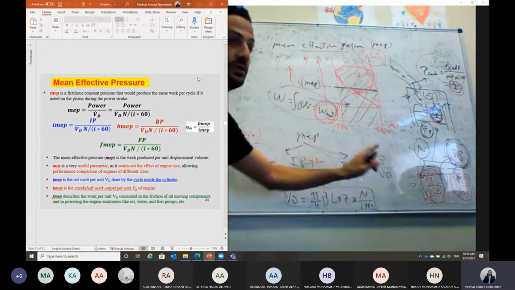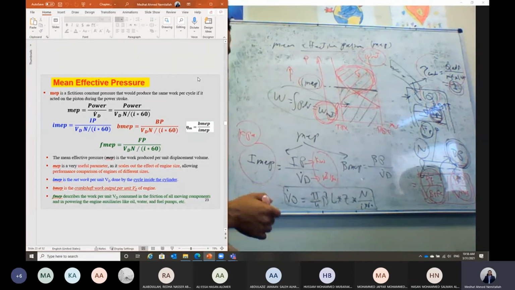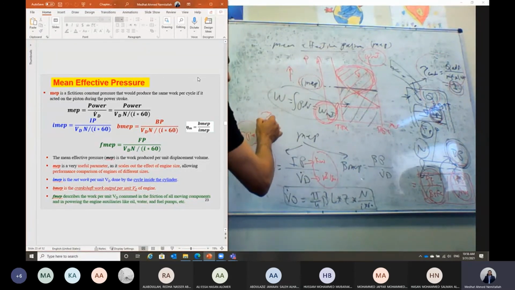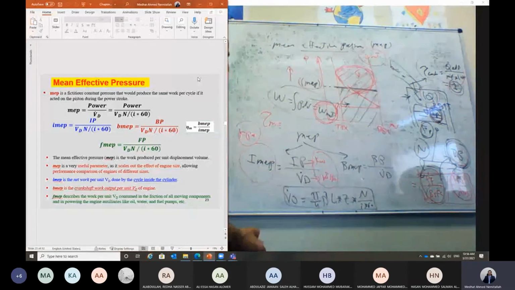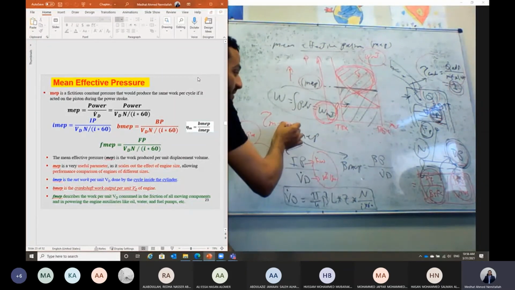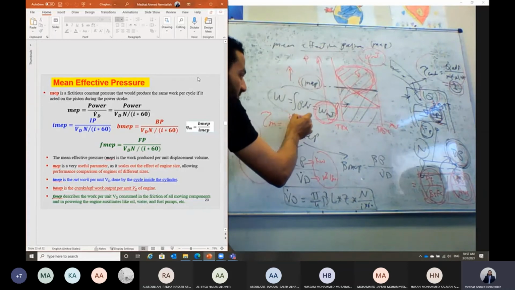And how can we relate them with the mechanical efficiency? If we divide one by the other, the mechanical efficiency equals the brake mean effective pressure divided by the indicated mean effective pressure in this case.